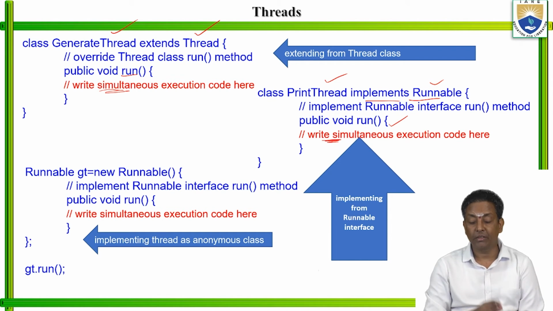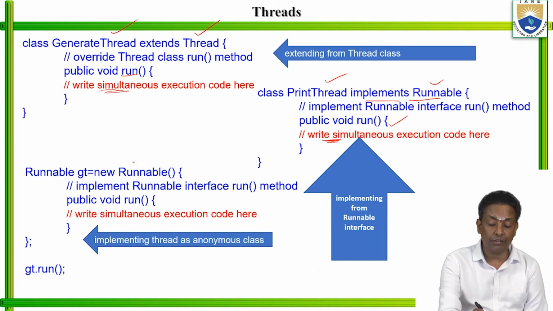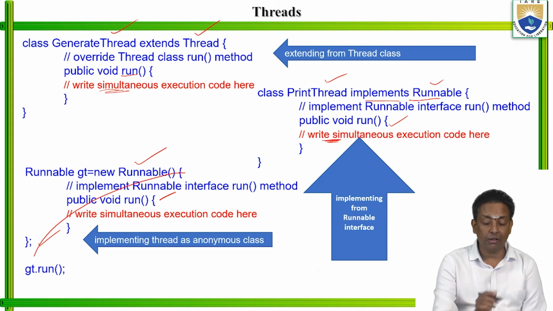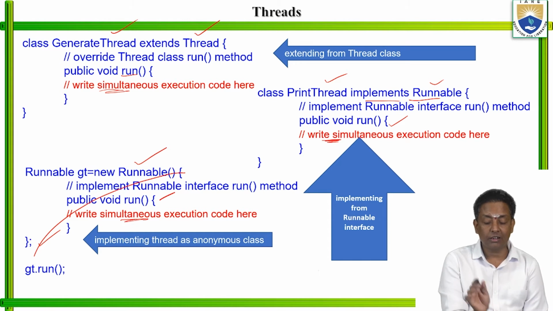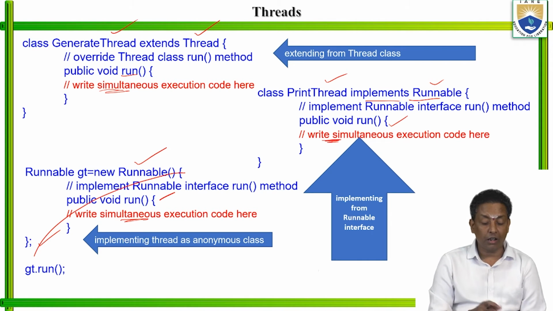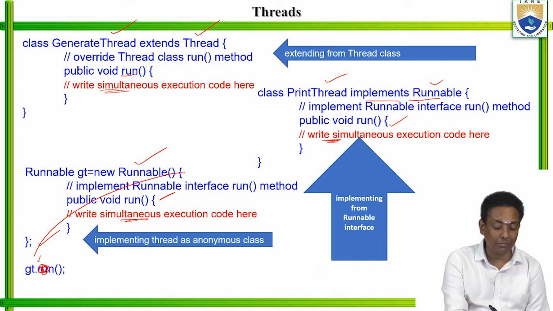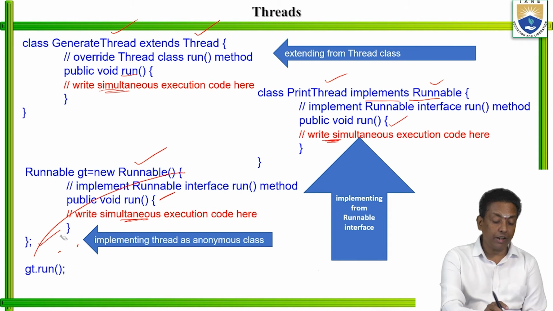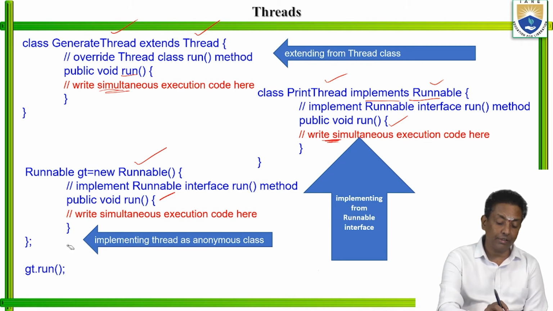The third way is you create an object of Runnable, which is what is called an anonymous class. In that you write the run method, where you write the thread execution logic. And here the start method will start the thread execution. So these are the three ways to write threads. We'll start with the first one.